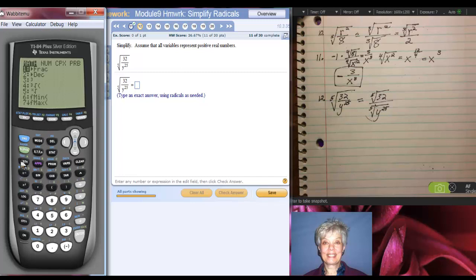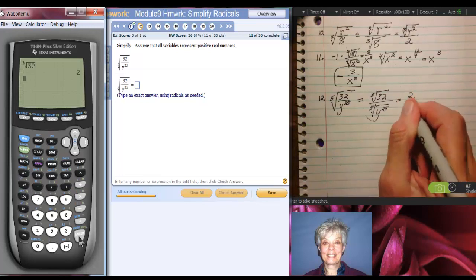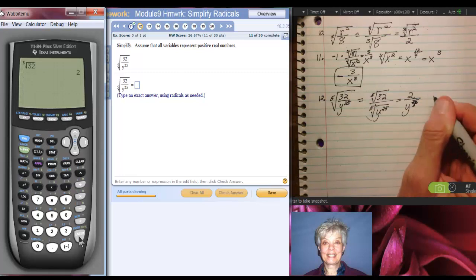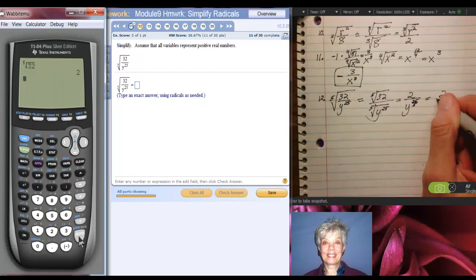Then I'm going to go to math, and then I'm going to arrow down to 5 this time, where you have the xth root, and I hit enter. And now I'm going to take 32 because I'm looking for the fifth root of 32, and there it is. So, right arrow key and then enter. And it's 2. The fifth root of 32 is indeed 2. The denominator, on the other hand, is going to be y to the 25 over 5. And 25 divided by 5 is 5. So our answer is going to be 2 over y to the fifth power.